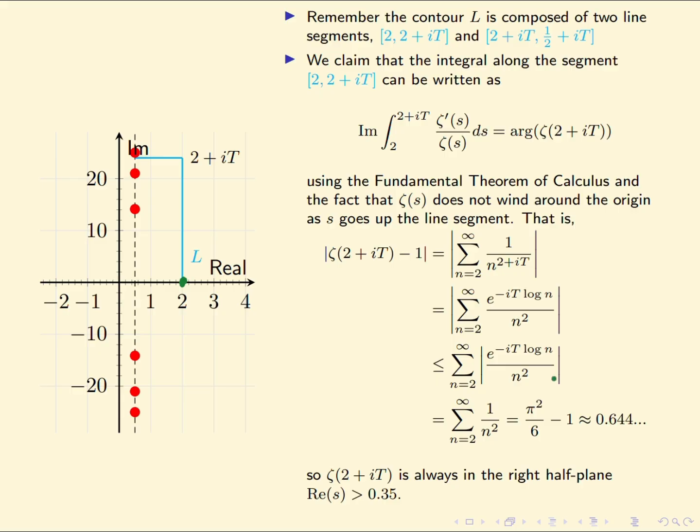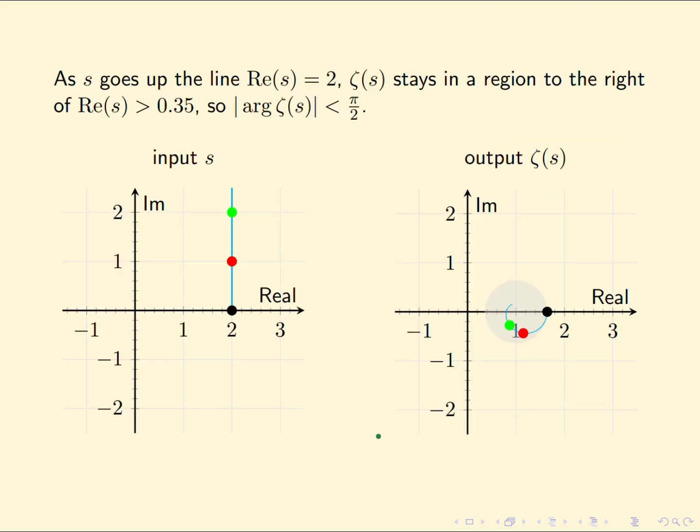So starting at the point 1 on the complex plane, I cannot leave a circle of radius 0.644 away from that. Because of that, the real part of zeta of s is always going to be at least 0.35, and therefore the argument can never wind around the origin. If this doesn't make sense, I'm going to illustrate on the next slide with some graphics.